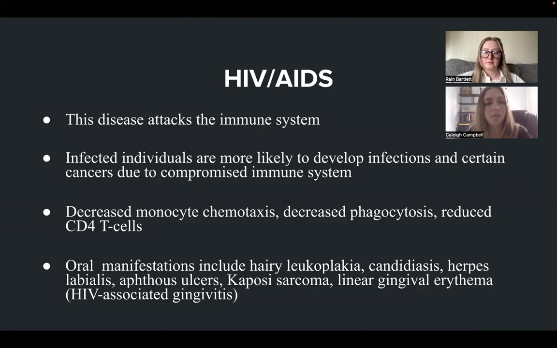Specifically, it's going to cause decreased monocyte chemotaxis and decreased phagocytosis. So the ability of the body to send the neutrophils and other immune system components to the site of infection is reduced, and it also reduces the ability to engulf bacteria and to kill the antigens when they're in the body. It also reduces CD4 T cells, which are important for recognizing antigens and creating antibodies as well.